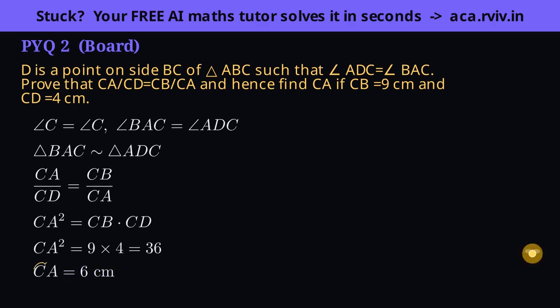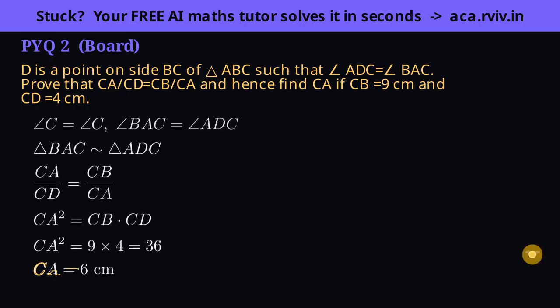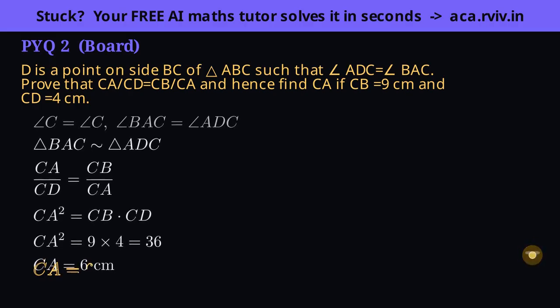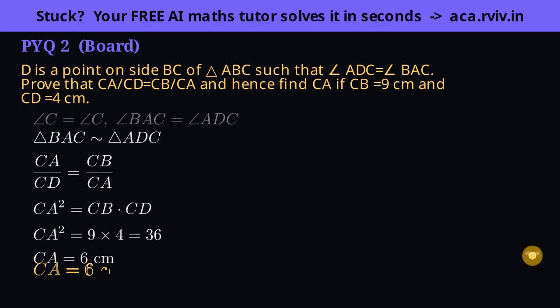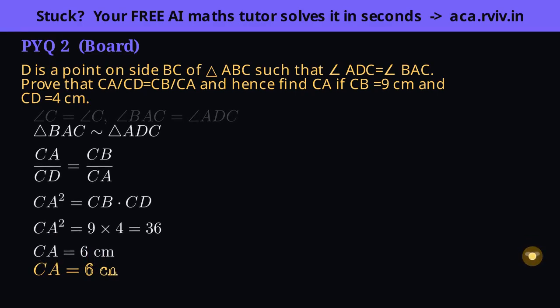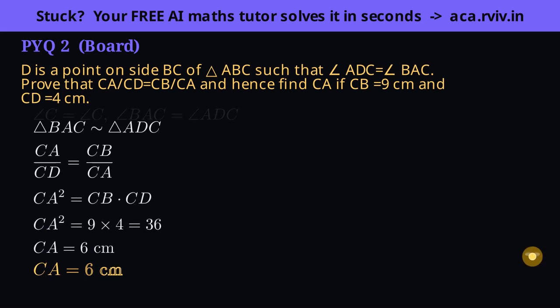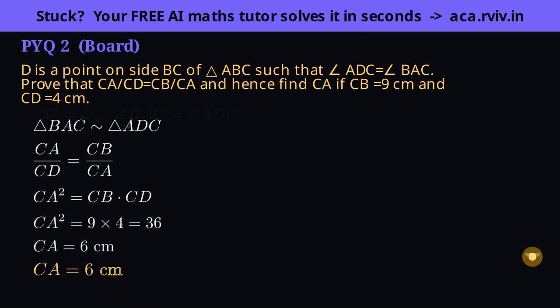The fingerprint to recognize: CA squared equals a product signals a similarity where CA appears on both the top and bottom of the proportion. Prove the similarity, cross-multiply to get the square, then take the positive root because lengths are never negative.